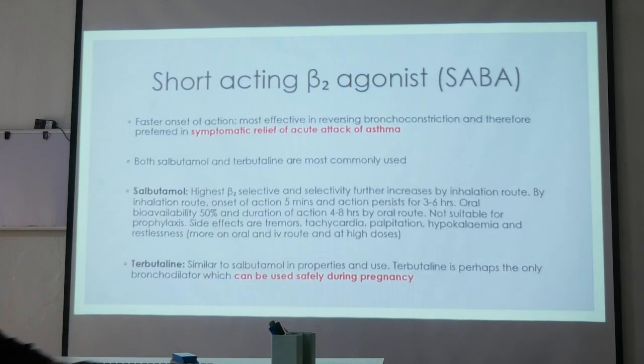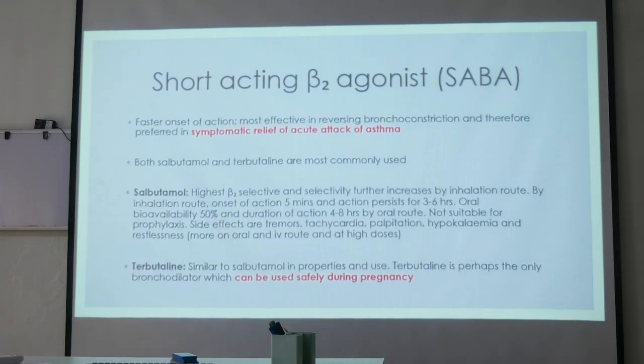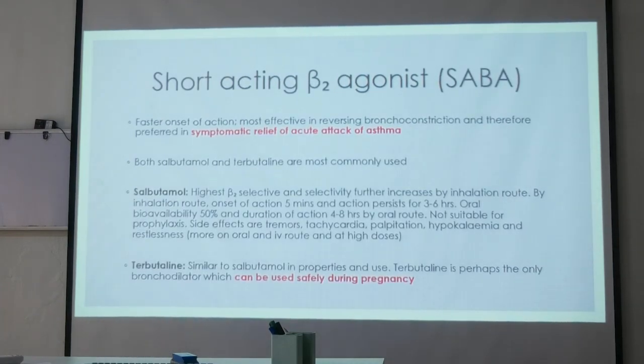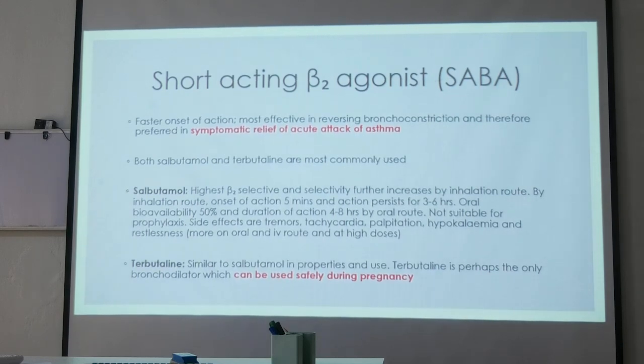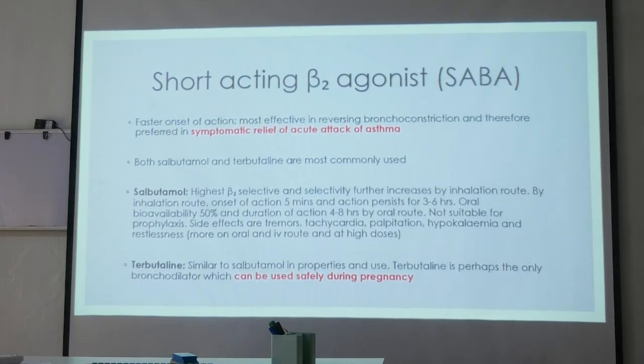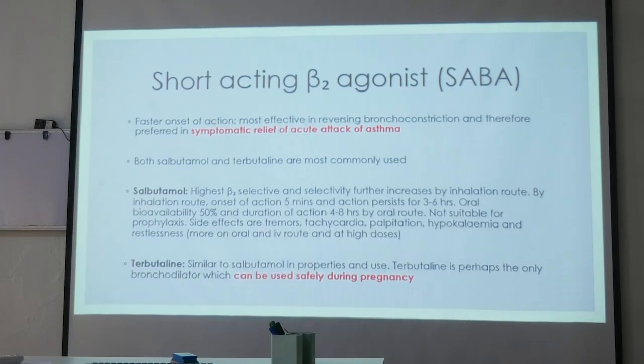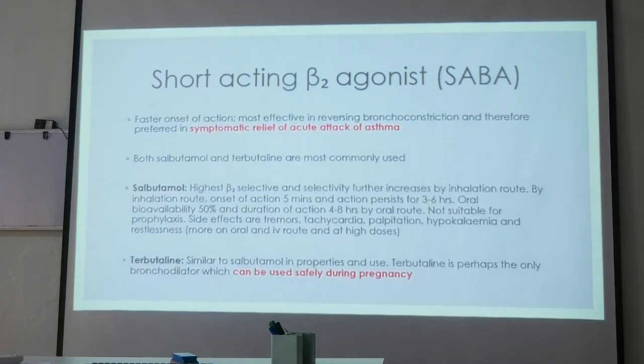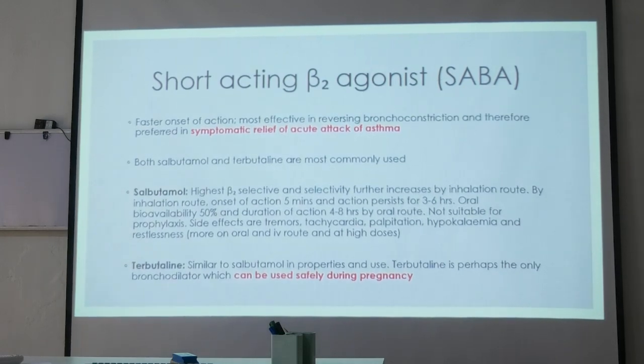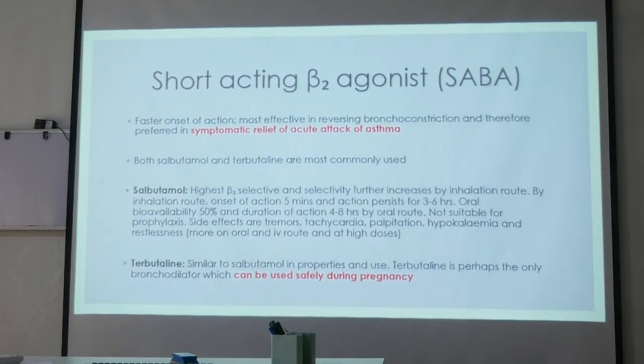Now, short acting beta 2 agonists. They have a faster onset of action, quick relief, are most effective in reversing bronchoconstriction, and are definitely preferred in symptomatic relief of bronchial asthma. Both salbutamol and terbutaline are commonly used drugs among the short-acting beta 2 agonists.